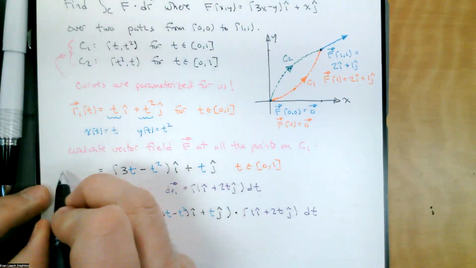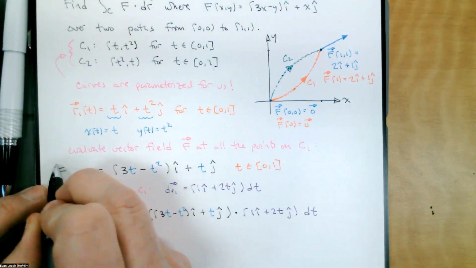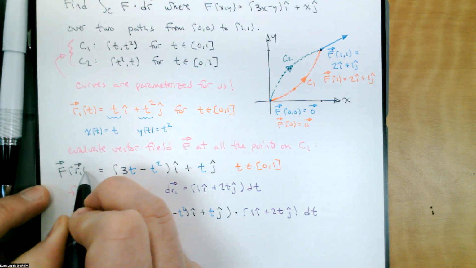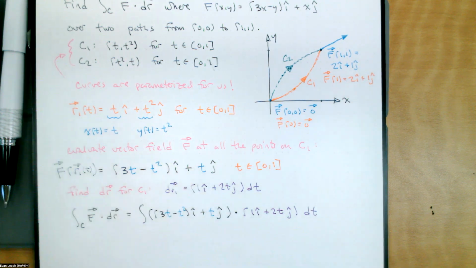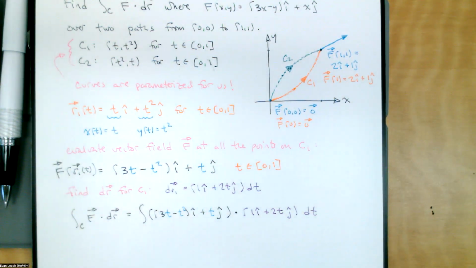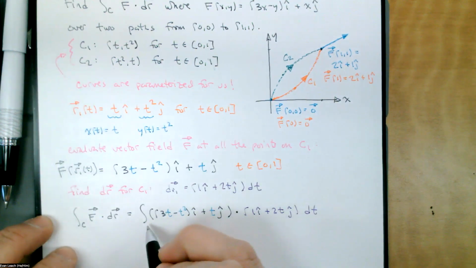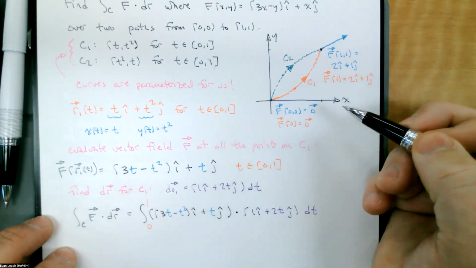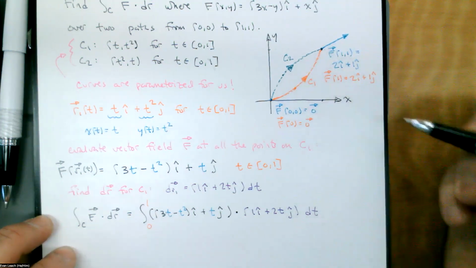So the vector field evaluated at all the points along r1 of t. So our integral is now parameterized over dt. We just need the values of t, and t is running from 0 to 1. 0 puts us at the origin, and 1 puts us at the point 1, 1.